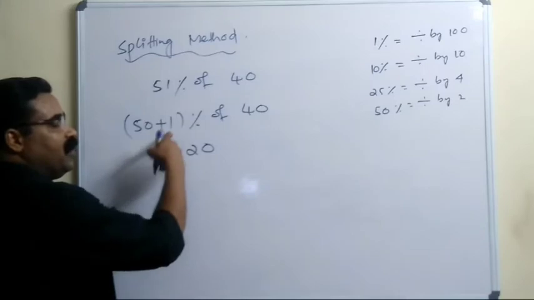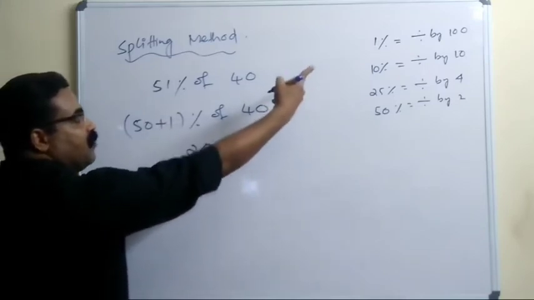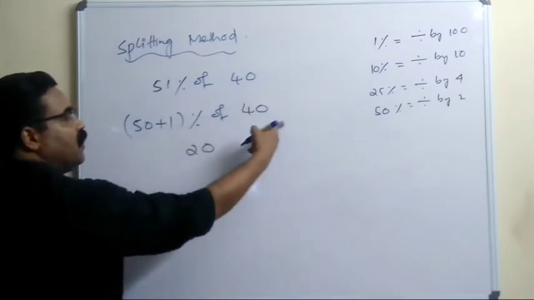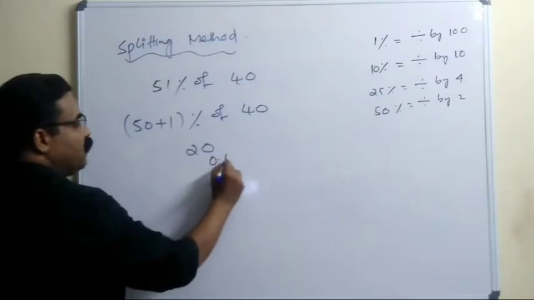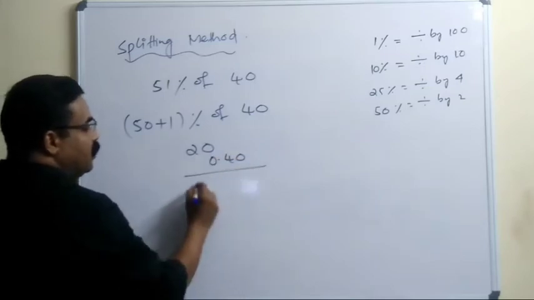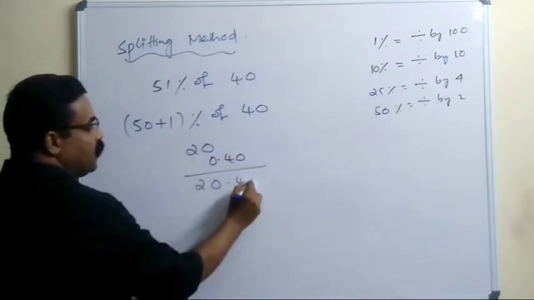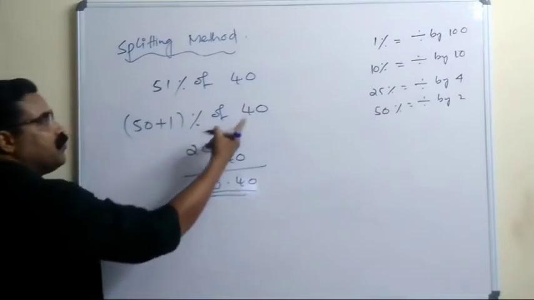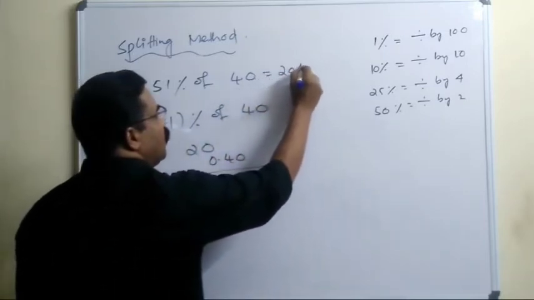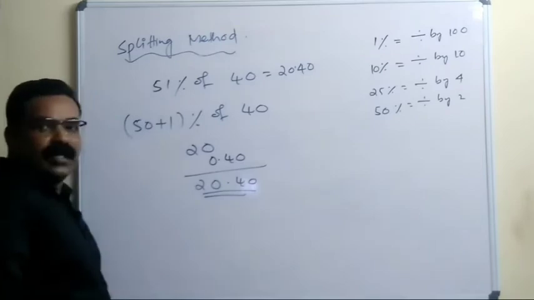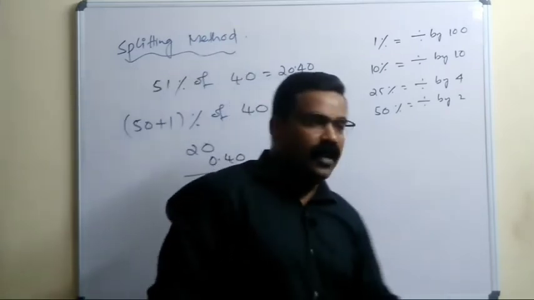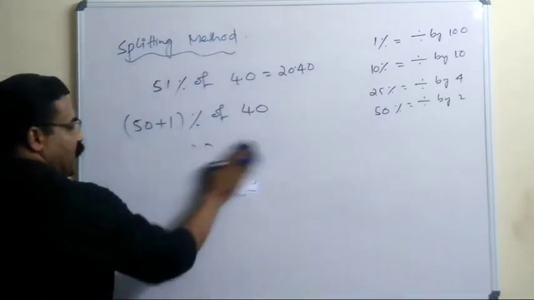1 percentage will be division by 100. So 40 divided by 100 is 0.40. When you add it, you will get 20.40. So 51 percentage of 40 will be equal to what? 20.40. Isn't it? So this way, by splitting, you can find out the answer very easily.